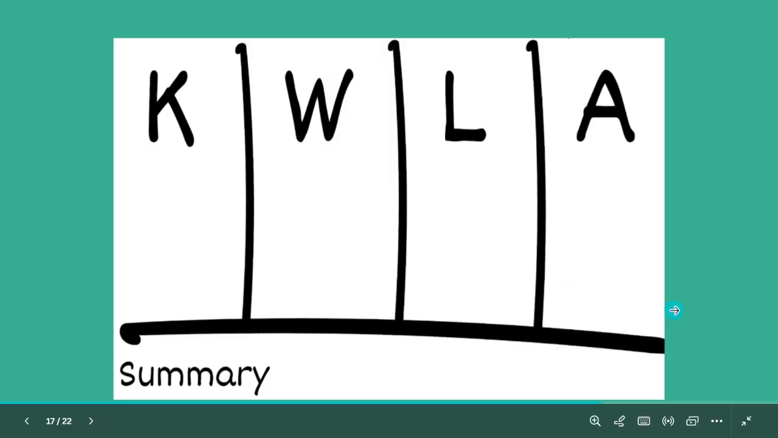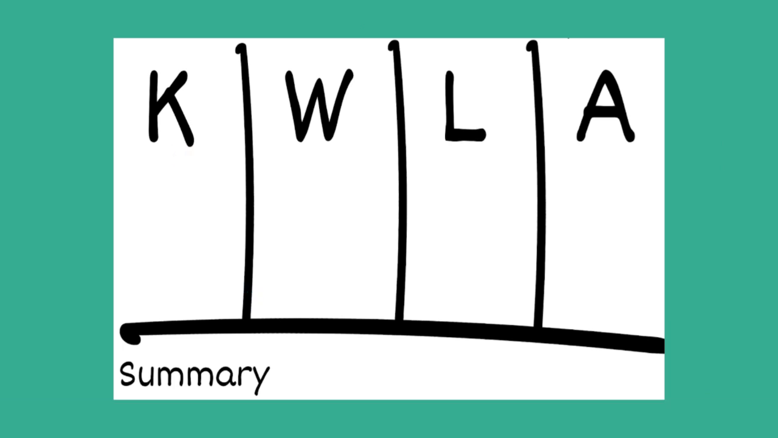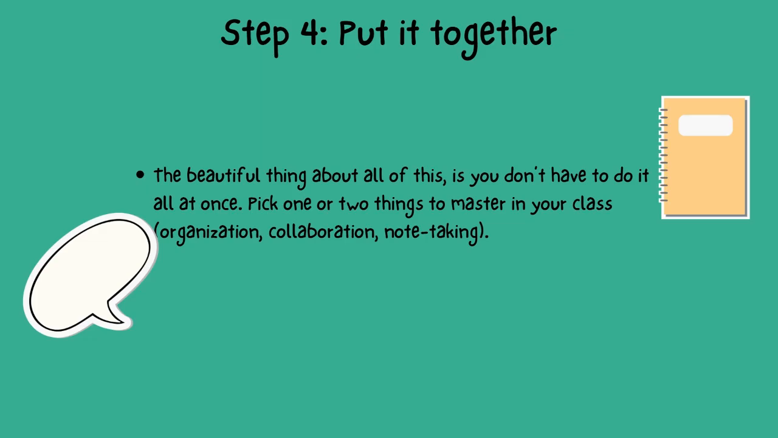KWL is another way to organize thinking and take notes. K stands for know. What do we already know about the subject? W stands for what do we want to know about the subject? L stands for what have we learned about the subject? And then A stands for apply. How are we going to apply our learning? And sometimes you might not have anything written down for the letter A. Sometimes A might be what they do in centers, or in group team work. And then at the end, you get together and you summarize, what did I learn? What did we learn? Now, 4 is putting it all together.